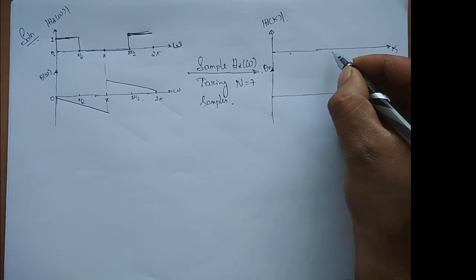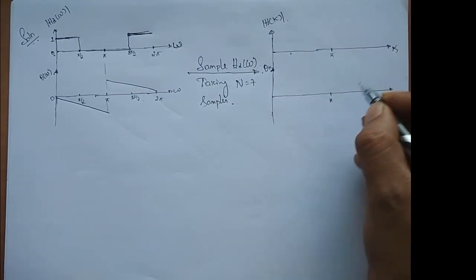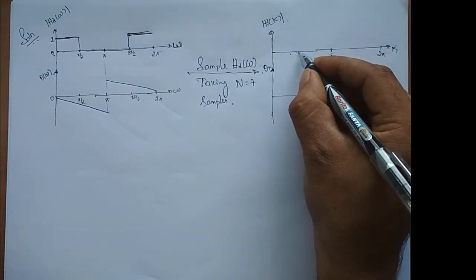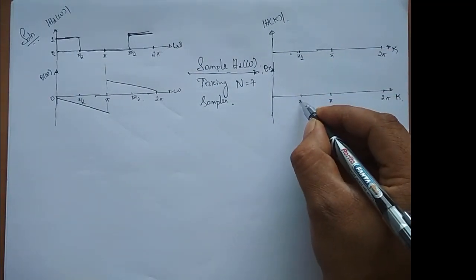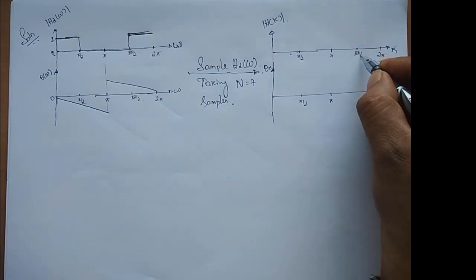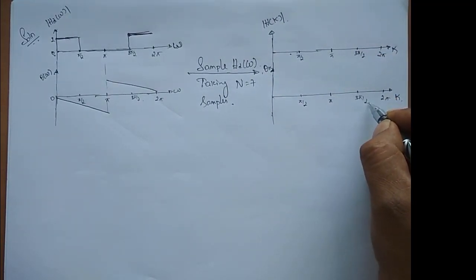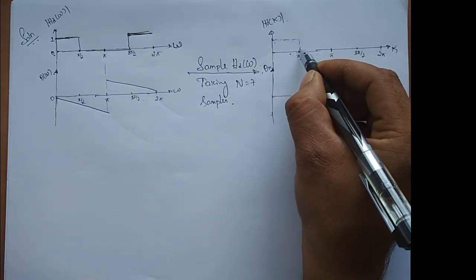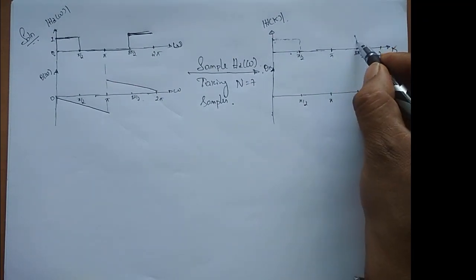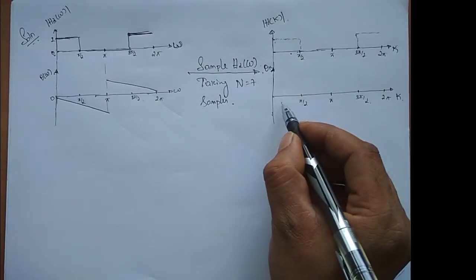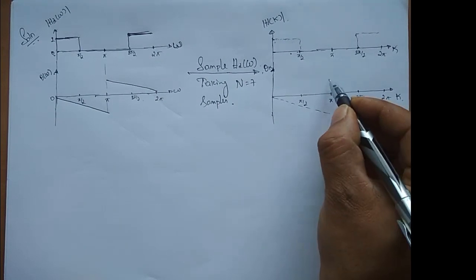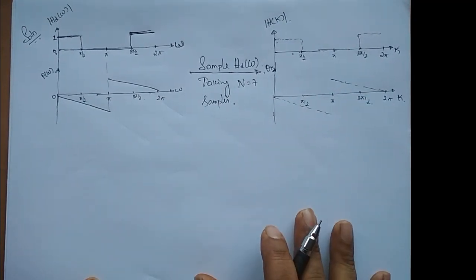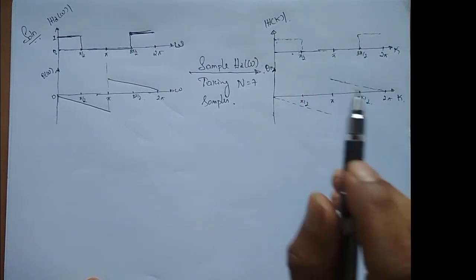Fine. So this is pi, this is 2 pi, this is 2 pi. This is pi by 2, 3 pi by 2, and this is 3 pi by 2. Let me put the magnitude response in a dotted line so that we can see what's happening here. I have not plotted the samples yet. We need to plot the samples now.